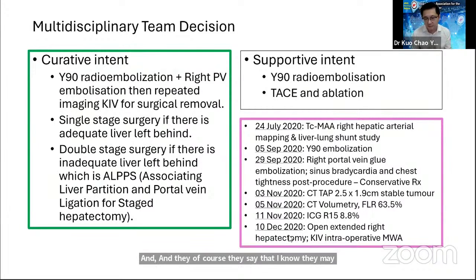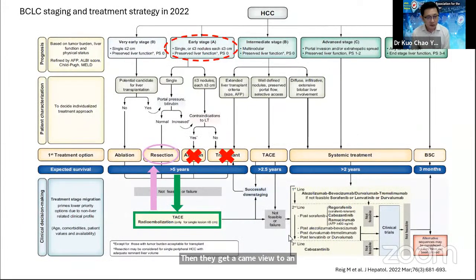Then they keep in view an intraoperative microwave ablation. So from here, with this procedure, I mean, with a portal vein embolization, then with a hypertrophic left liver lobe, we are able to actually proceed with liver resection. And the patients actually went through the liver resection.